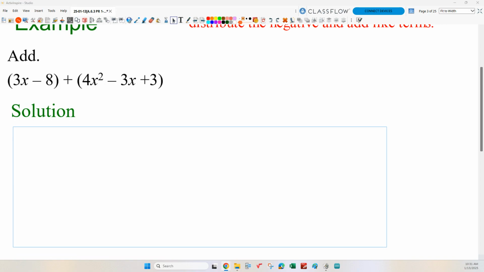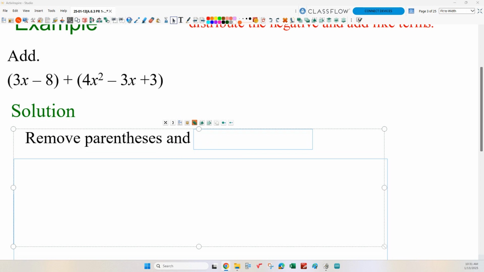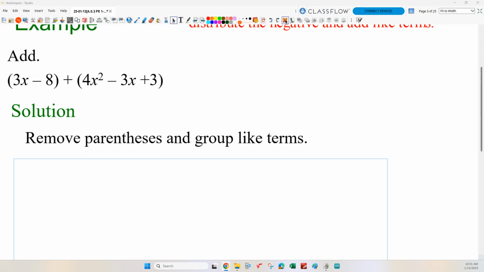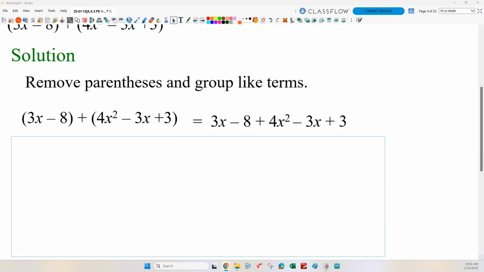So what I would recommend when you're adding polynomials, if they're in parentheses like this, is to just ignore or erase the parentheses. You just don't write them. And then all we have to do is add like terms. So the first step is remove parentheses, and combine like terms. That's it, right? So if I remove the parentheses, that's the first step. And then I've got some x's that are similar, some constants, and an x squared.